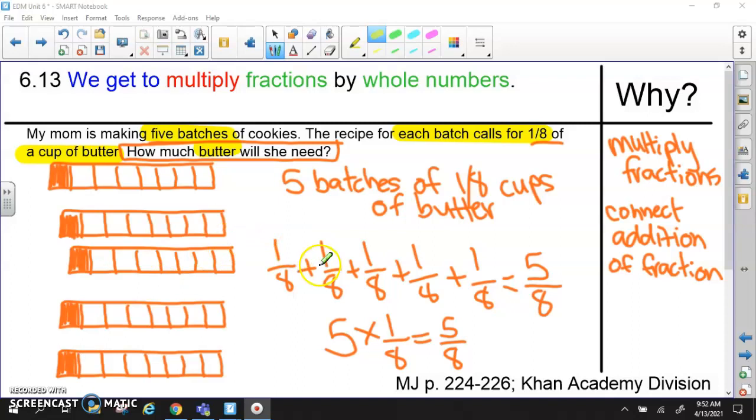Are we okay with the addition method with that? 1/8 plus 1/8 plus 1/8 plus 1/8 plus 1/8 equals 5/8, right? Okay. I want to translate that into multiplication here. And the way I would do that is to say 5 times 1/8, because 1/8 appears 5 times here. 5 times 1/8 is 5/8.